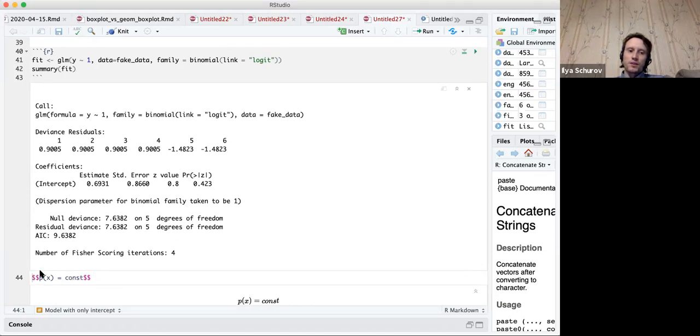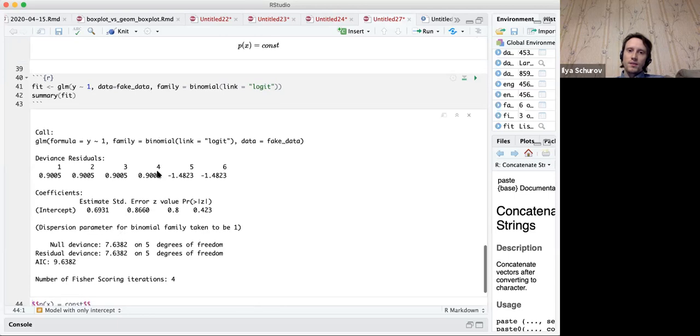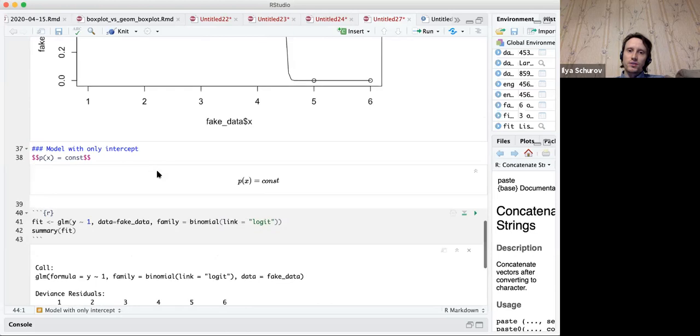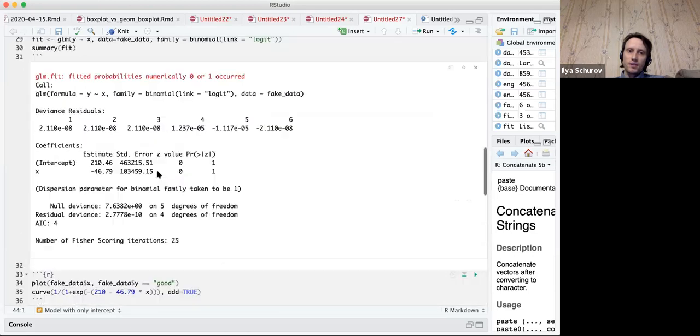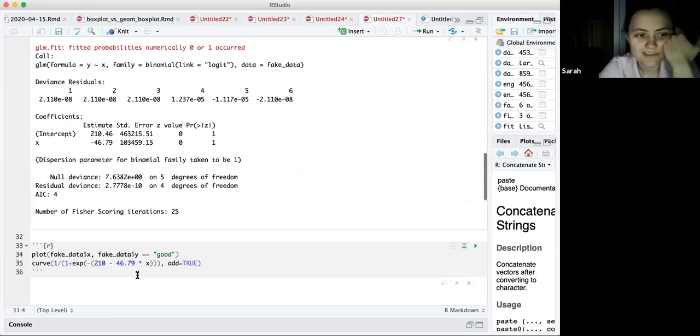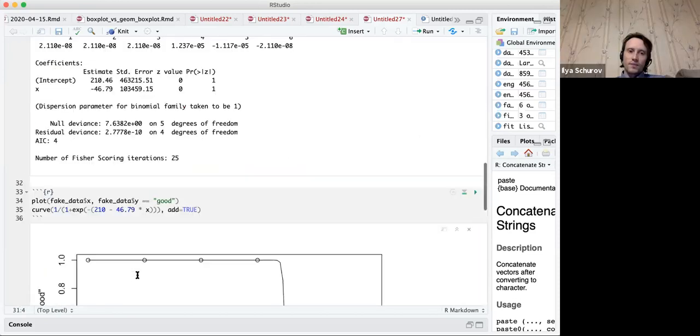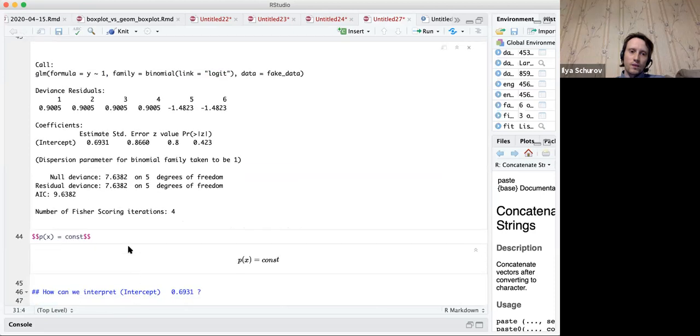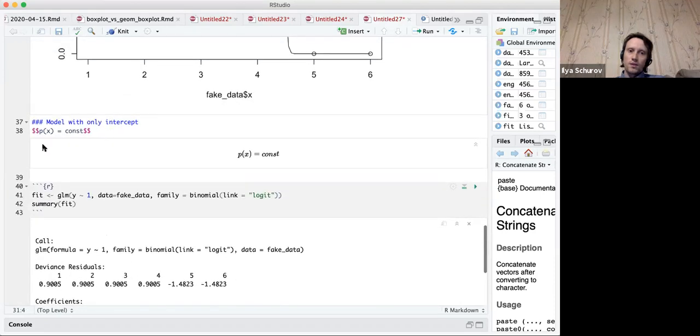Okay, what is P of X? Just from the lectures. We have this data. In this data, we encode good as 1 and bad as 0. And what is P of X? Probability to get good. Yes. So for this model, we have that P of X just does not depend on X. It is some constant.